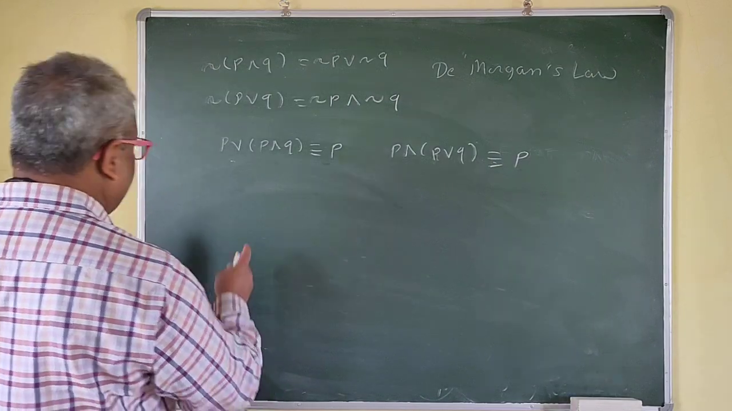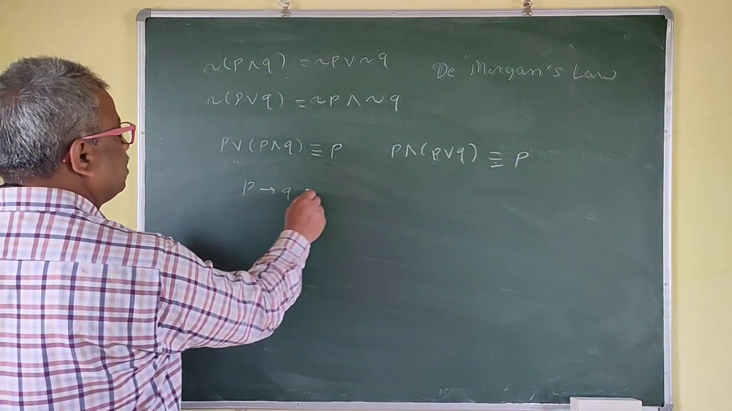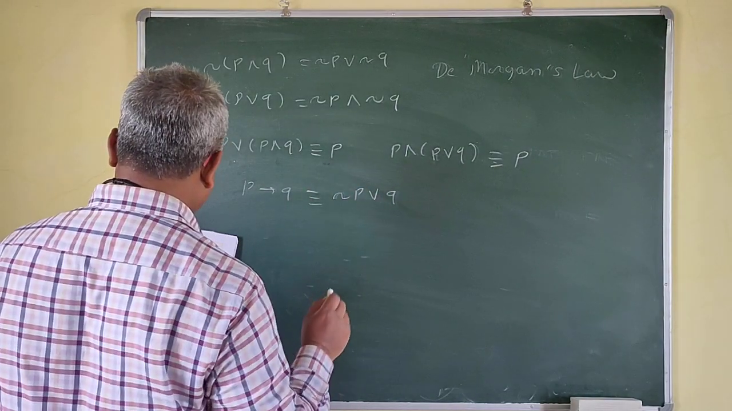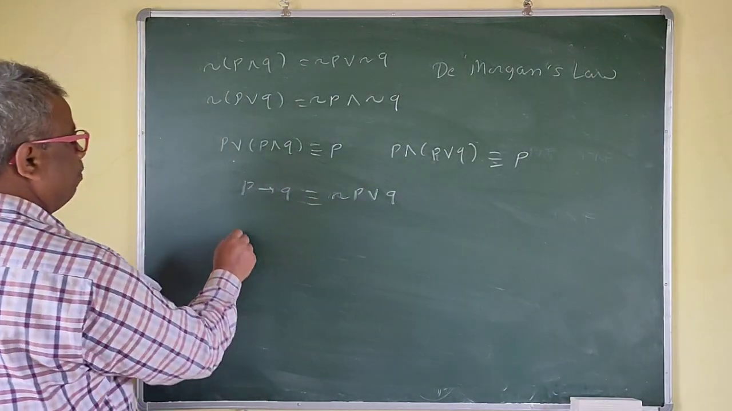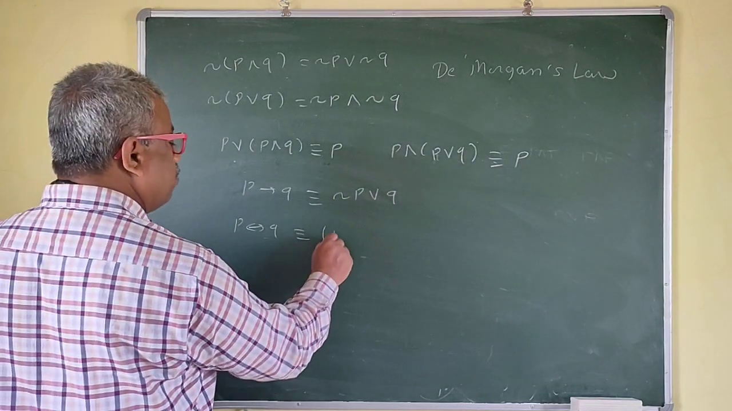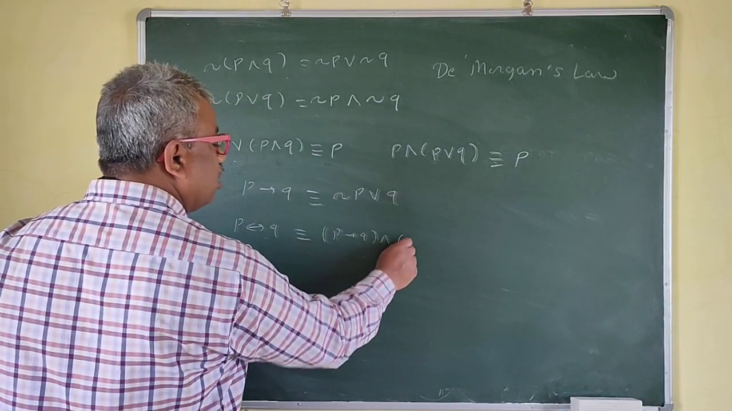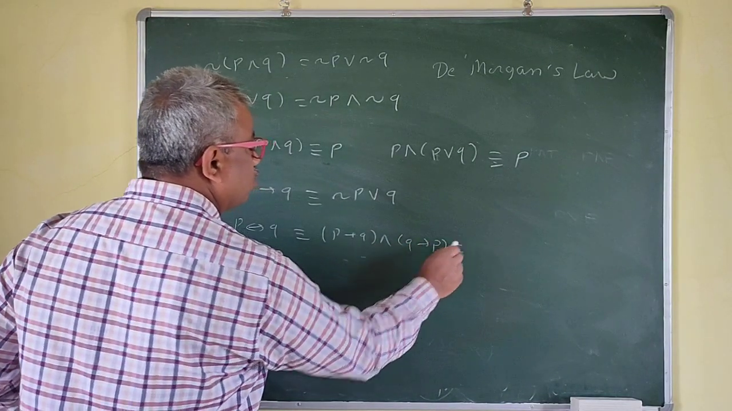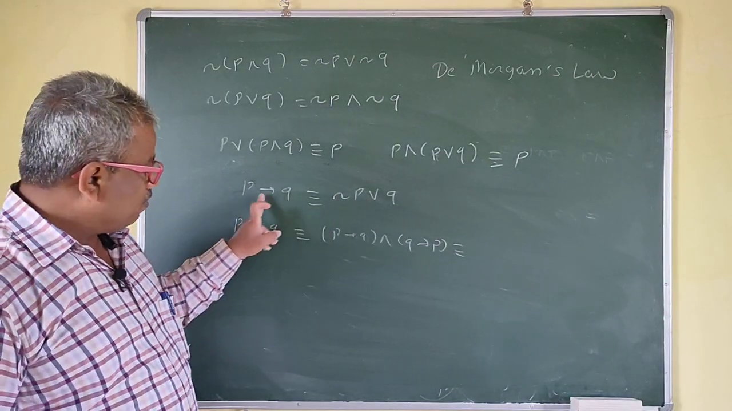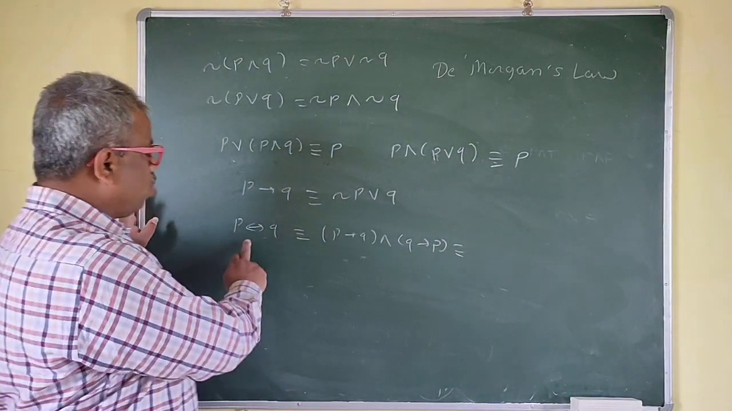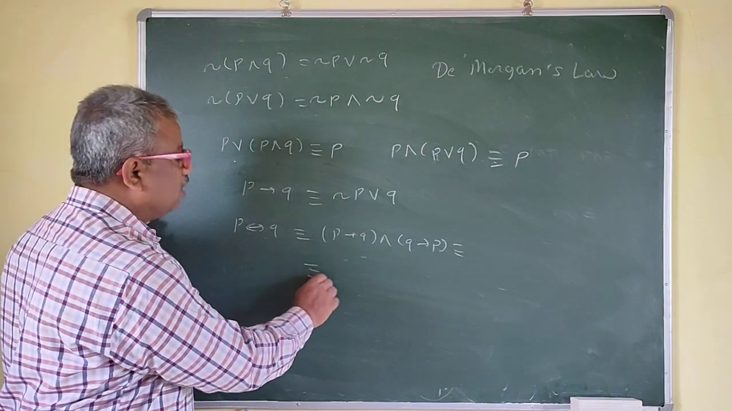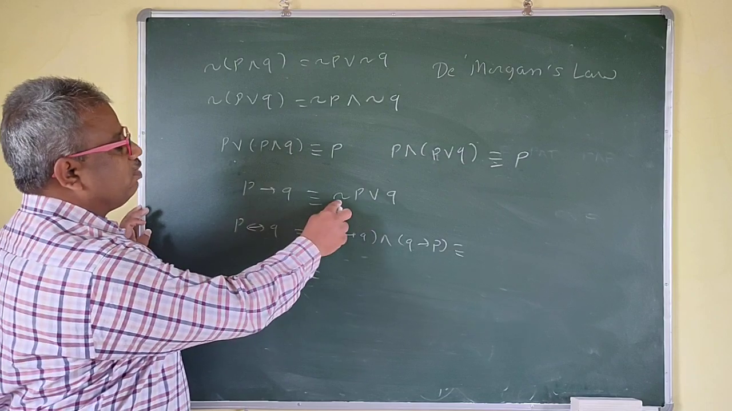Then P implies Q is logically equivalent to negation P or Q, right? So also bi-conditional. Remember, this is P implies Q and Q implies P. This is also logically equivalent. Now you can apply this now. See here, this is P implies Q, right? If you don't want if-then, now this is if and only if. If you don't want if-then, how can we write this? P implies Q is what?